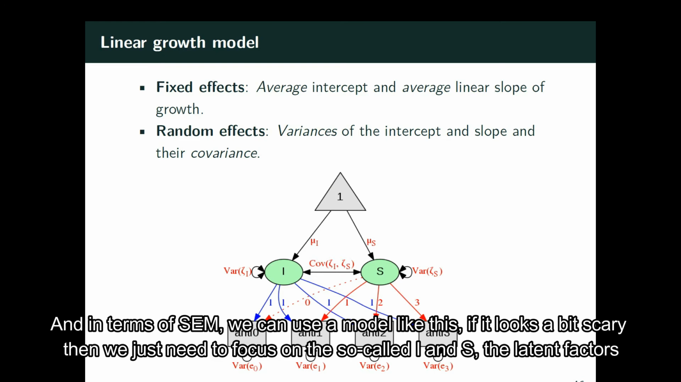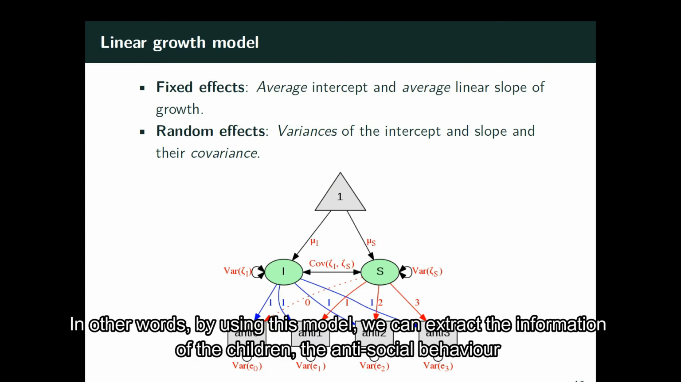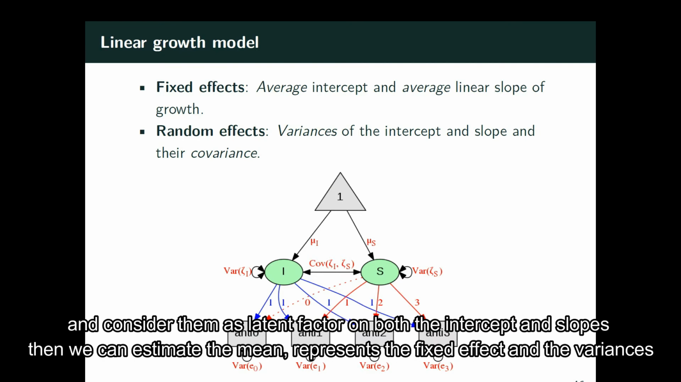And in terms of SCM, we can use models like this. And if it looks a bit scary, we just need to focus on the so-called I and S, the latent factors. The I represents the intercept, and the S represents the slopes. In other words, by using this model, we can extract the information of the children's antisocial behavior and consider them as latent factors on both the intercept and slope. Then we can estimate the mean, which represents the fixed effects, and the variances, which represent random effects.